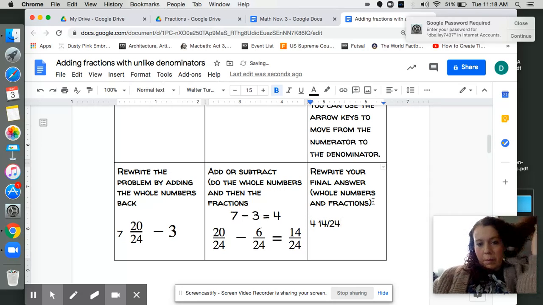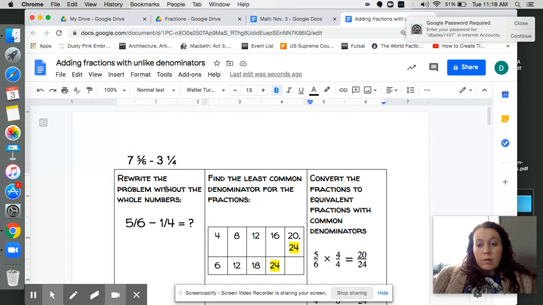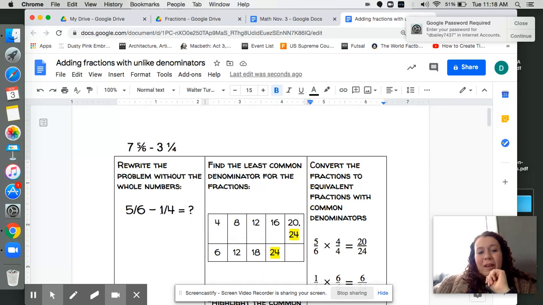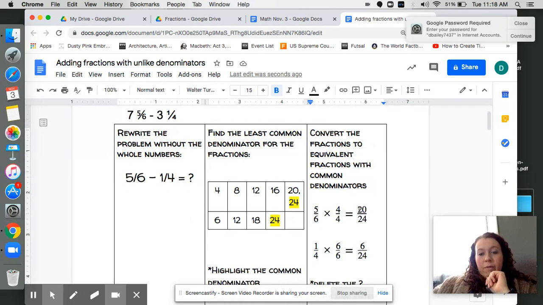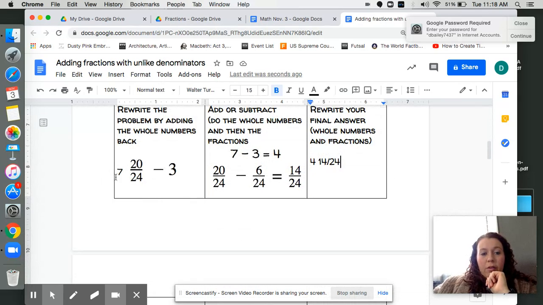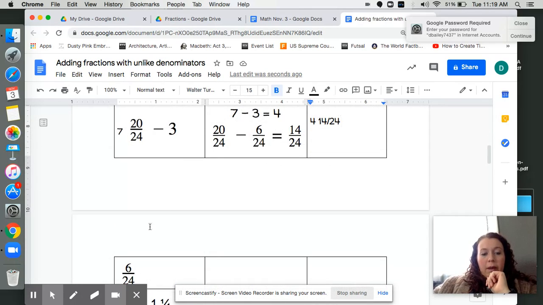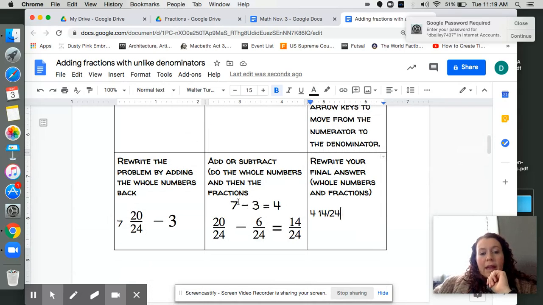So let's go over these steps one more time. First thing I do is I rewrite the problem without the whole numbers. So I pretend that the 7 and the 3 are not there and that this problem is just 5/6 minus 1/4. I'm going to find the common denominator of 1/4 and 5/6. I'm going to convert it to equal fractions. Then I'm going to rewrite my equation by adding the whole numbers back. So I'm going to bring that 7 and 3 back down, and I'm going to make it 7 and 20 24ths minus 3 and 6 24ths. Then I'm going to subtract the whole numbers, which 7 minus 3 is 4, and then subtract my new equivalent fractions to get 4 and 14 24ths.